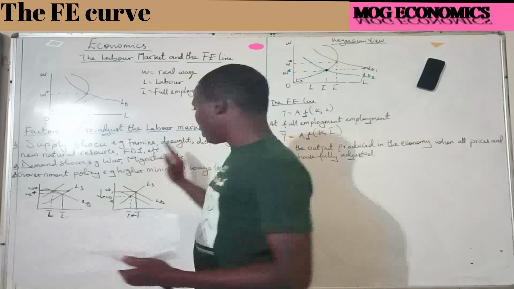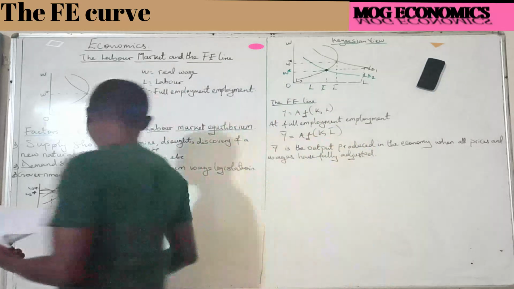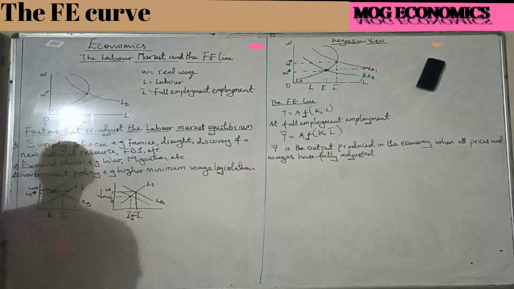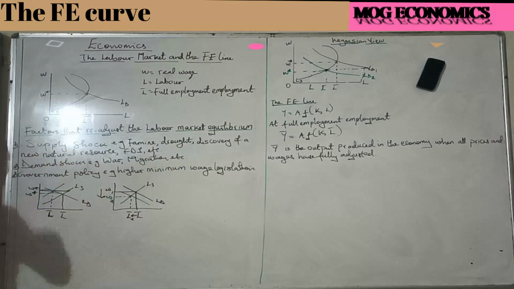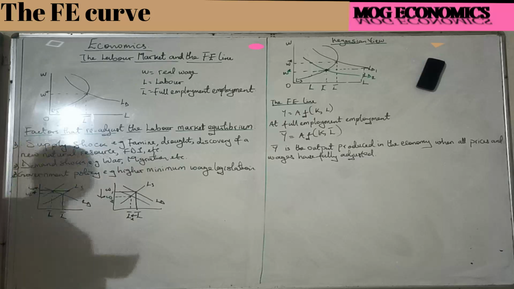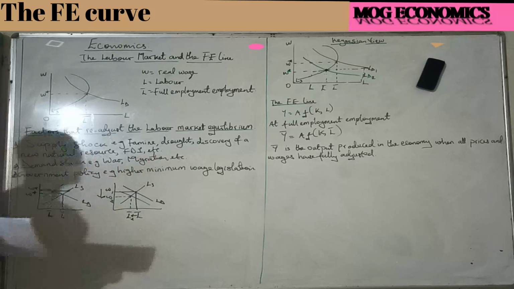I think that labor demand is going to be shifting inwards. It's shifting towards the left, if I'm not wrong. So that's just what I want to say about this particular aspect of the topic. I've spoken about that. So now, how do we derive the FE line?